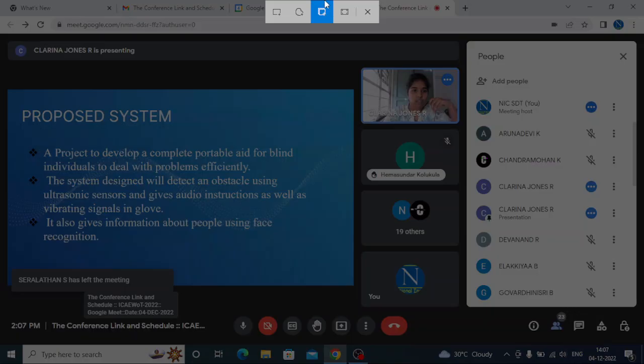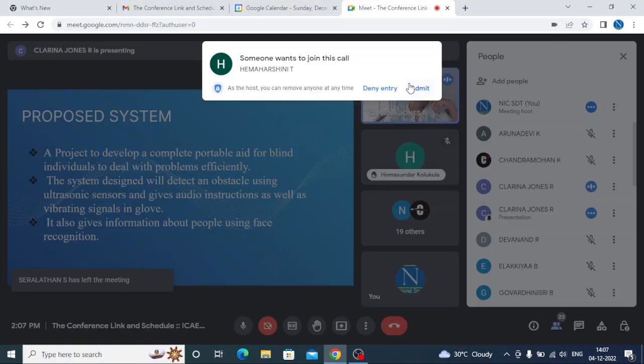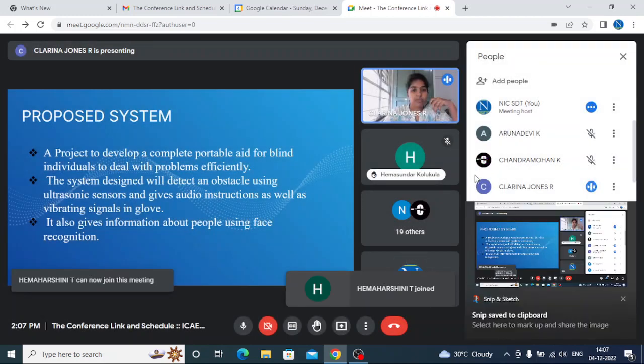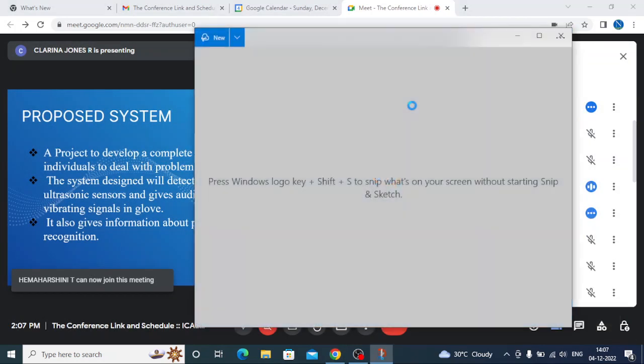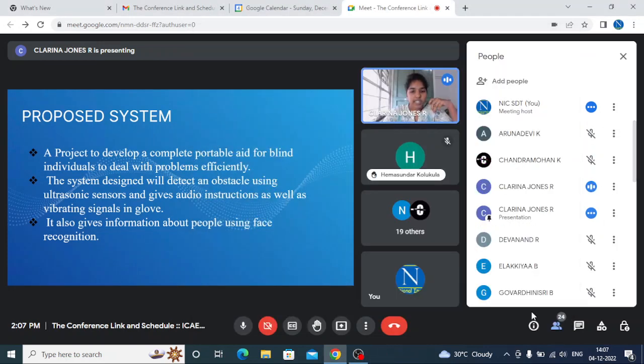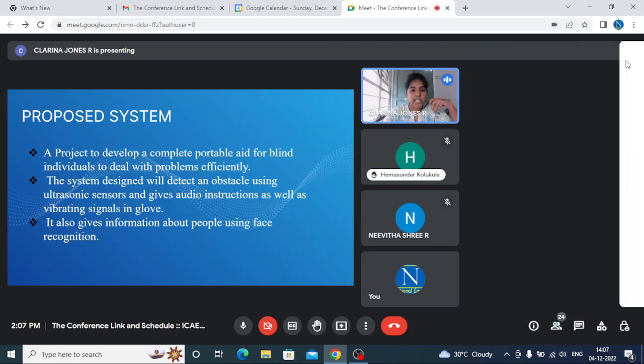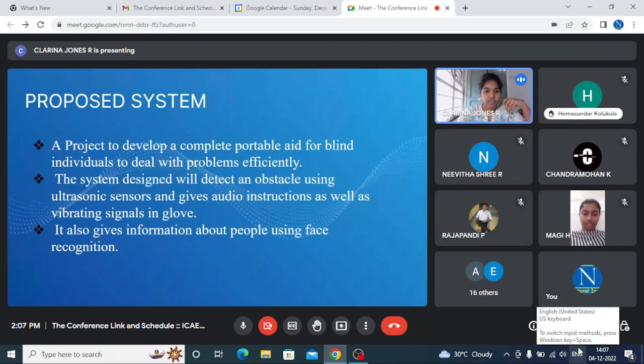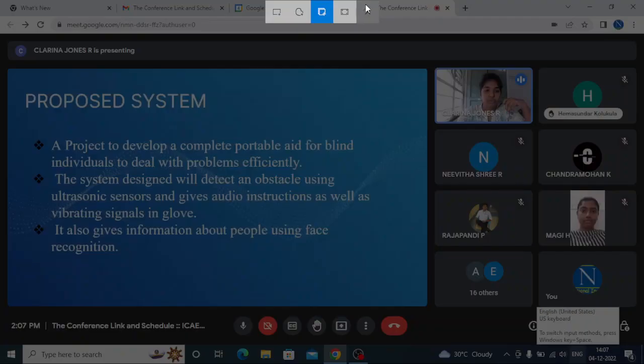The proposed system in this paper is a complete portable aid for blind individuals to deal with problems efficiently. The system will detect an obstacle using ultrasonic sensors and give audio instructions as well as vibrating signals in the glove. It also gives information about people using face recognition.